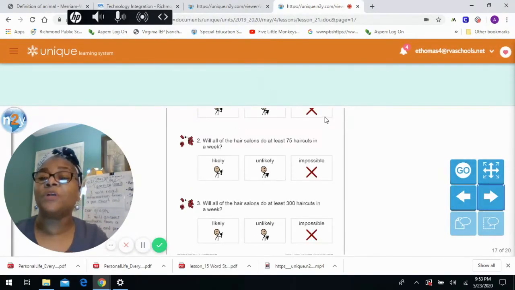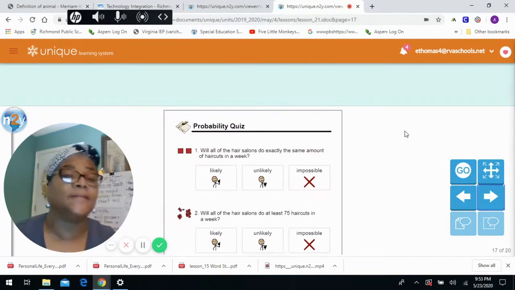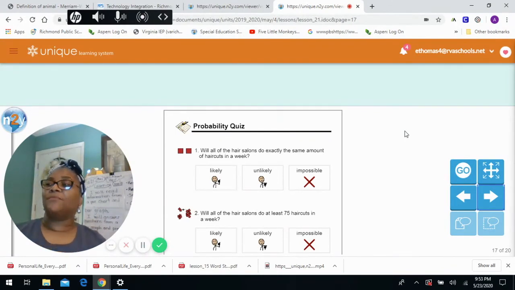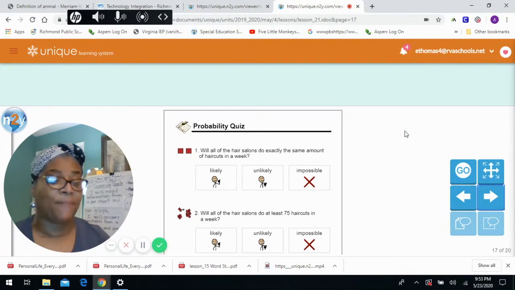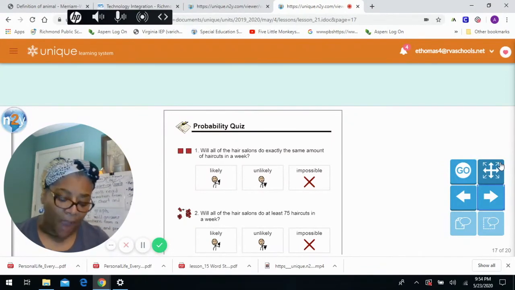All righty. So now we're talking about probability. Probability is the likelihood of whether something will happen or not. That's the likelihood of something happening. So we're going to answer some of these questions, and I want you to think about it. Now, I love water. So the probability of me getting a drink of water is very high because I will get some water.